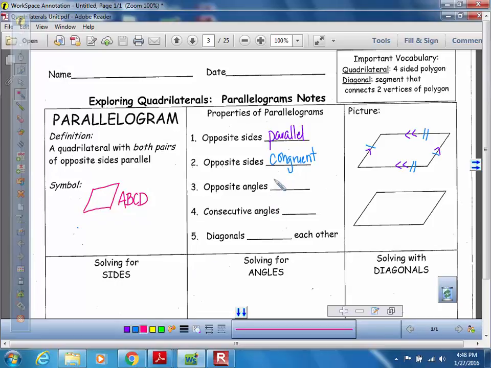Another property that parallelograms hold is that their opposite angles are congruent as well. So this angle is opposite of this angle. I know these two are equal. This angle is also opposite of this angle, and those two are equal.